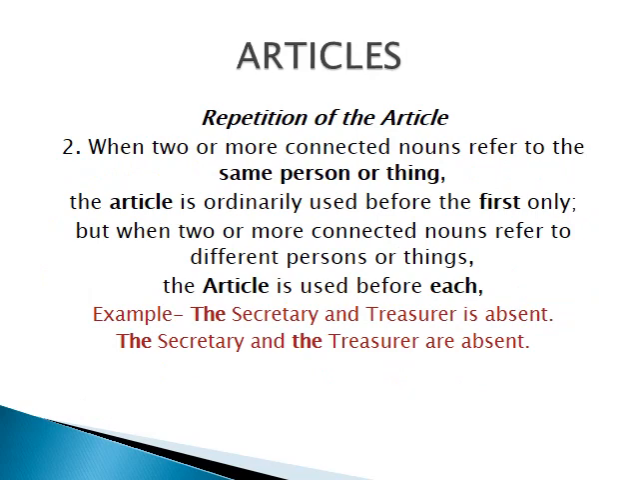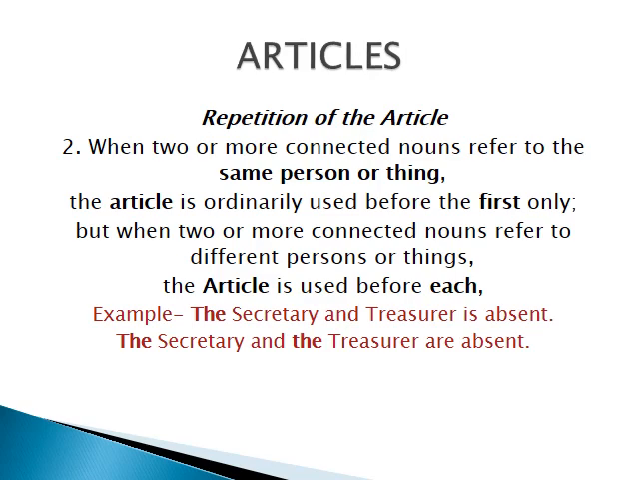Article is also repeated when two or more connected nouns refer to the same person or thing. The article is ordinarily used before the first only, but when two or more connected nouns refer to different persons or things, the article is used before each. The example here is, the secretary and treasurer is absent.